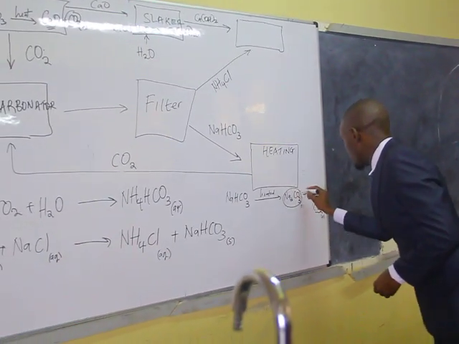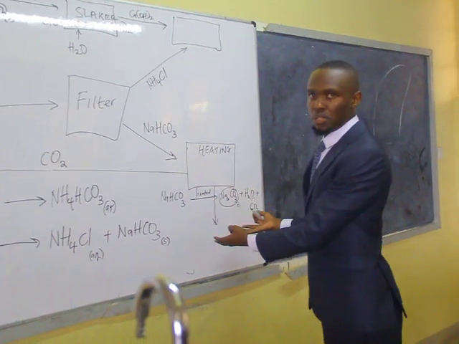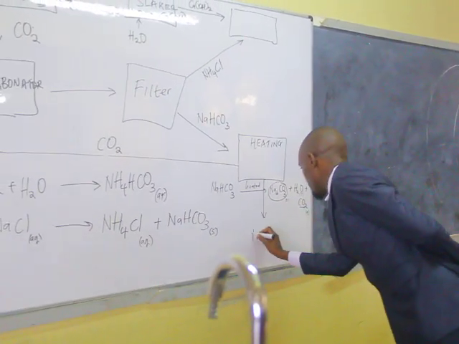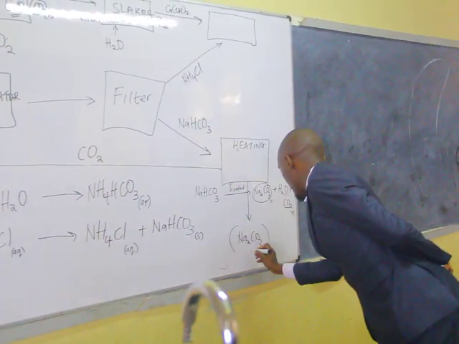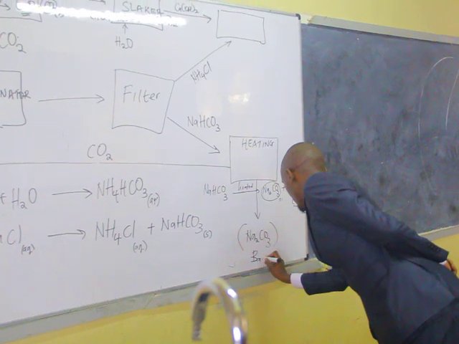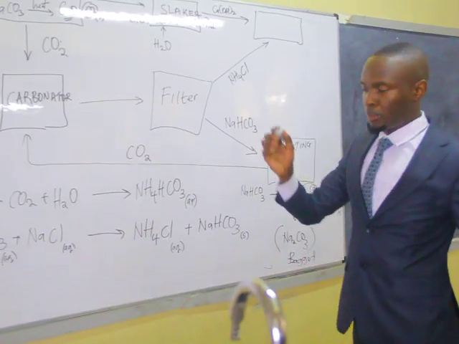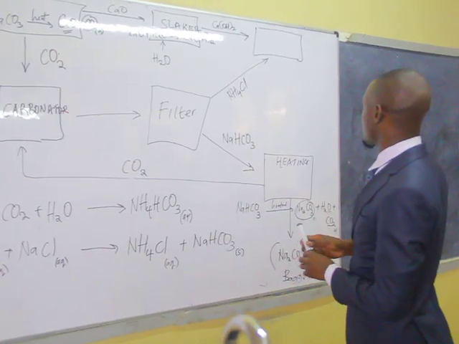Sodium carbonate formed is collected, because the main aim of this process is the formation of sodium carbonate. Therefore, this sodium carbonate is going to be collected and bagged, and therefore it is stored and transported, or it's used in the formation of glass.